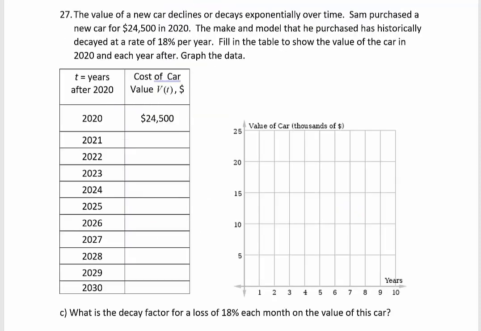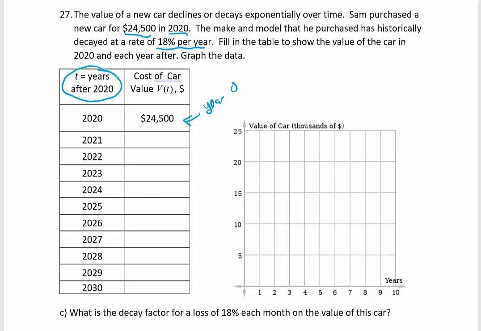Question 27. The value of a new car declines or decays exponentially over time. Sam purchased a new car for $24,500 in 2020. The make and model that he purchased has historically decayed at a rate of 18% per year. Fill in a table to show the value of the car in 2020 after each year. Graph the data. All right, notice here, T is the years after 2020. So right now, this would be at year 0.